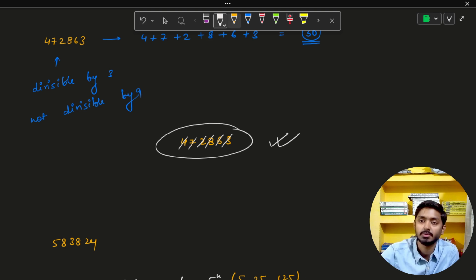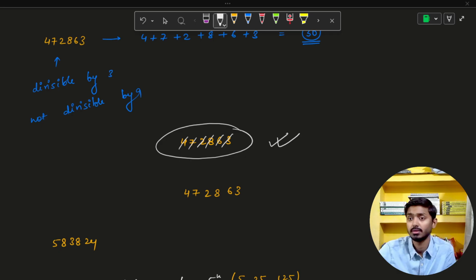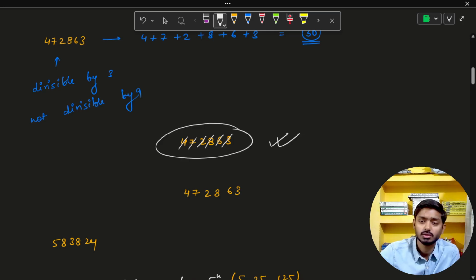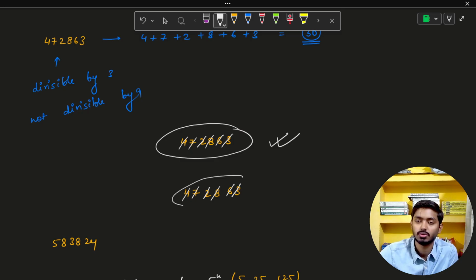Let's check the same with 9. We anyway know that it won't be divisible by 9 because we have actually checked it, but let's do that. If we take 7 and 2, that would be 9, cancelled. 6 and 3, that would be 9, cancelled. 8 and 4, that gives 12, won't be cancelled. So this again is not divisible by 9, but yes, divisible by 3. I guess we got a basic idea.